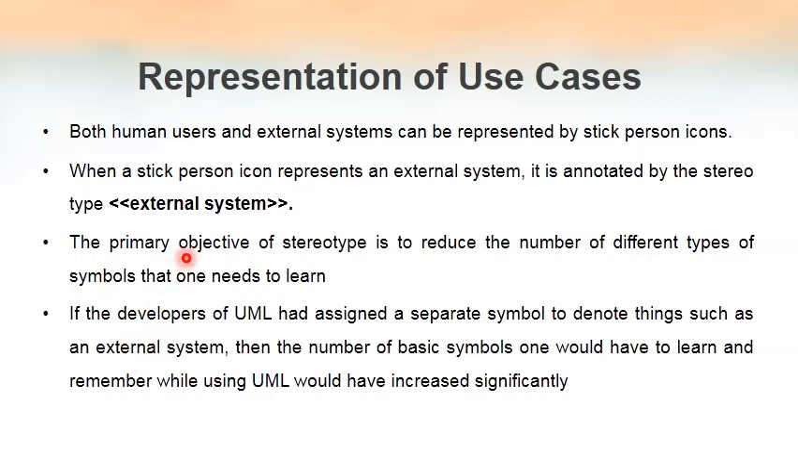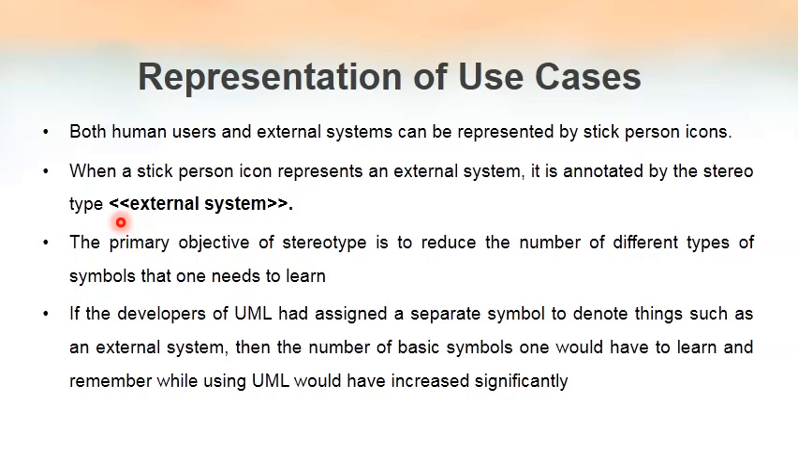So when we model something, it must be in such a way that it is easier to understand the entire system. If we are going to give different shapes for each and every minute thing, then there will be a list of shapes that we have to remember when we draw diagrams. That becomes really complex and difficult for us to draw as well as for people to understand. So we minimize the number of symbols required. That is why we are using stereotypes.